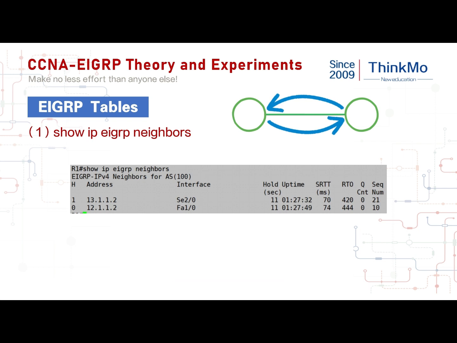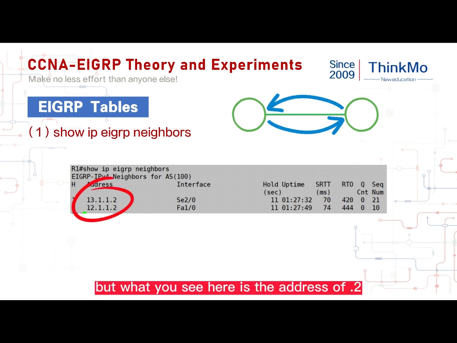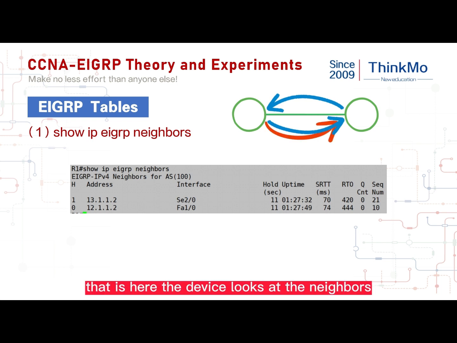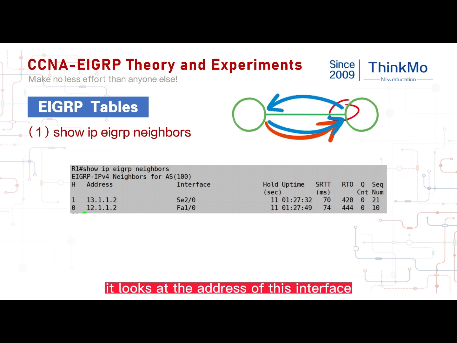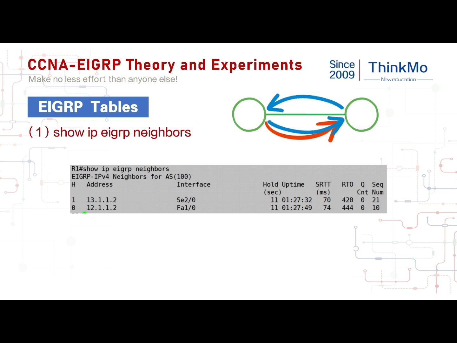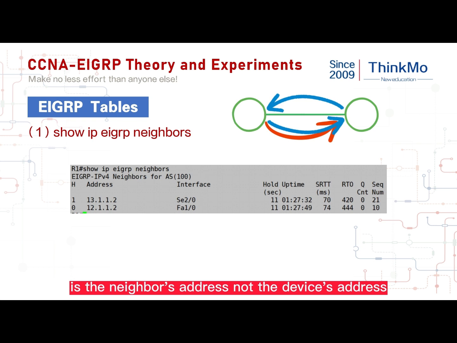Everyone can see this device is R1. Then according to the current overall configuration, it should be XXX.1. But what you see here is the address ending in .2. That is, here the device looks at the neighbor's interface address. This is the neighbor's address, instead of the address of the device's own interface. Because it looks similar, people often get confused when viewing. So I emphasize here that it is the neighbor's address, not the device's address.